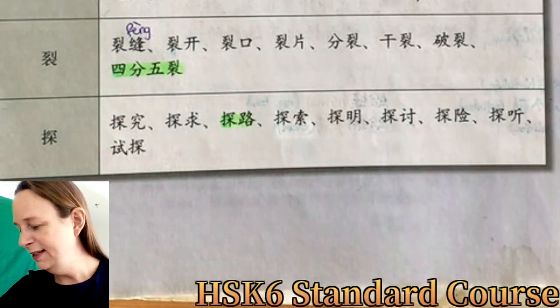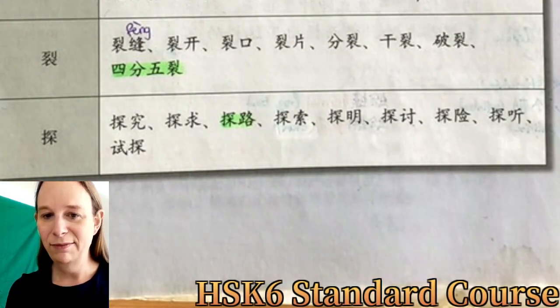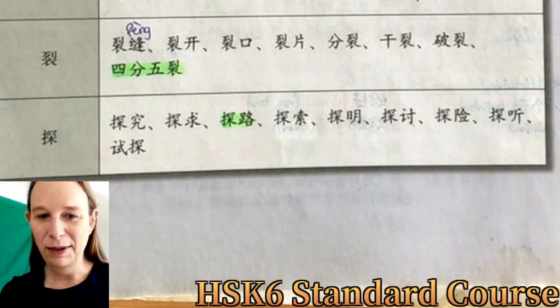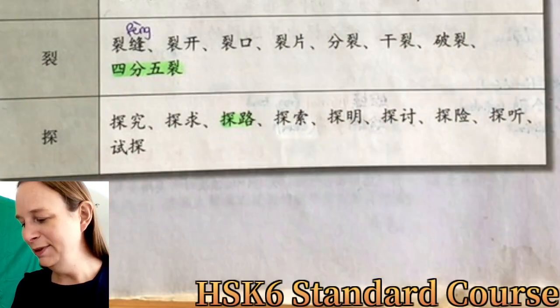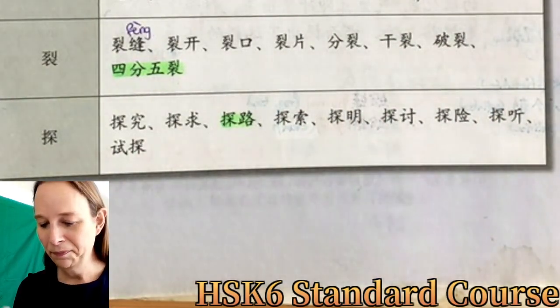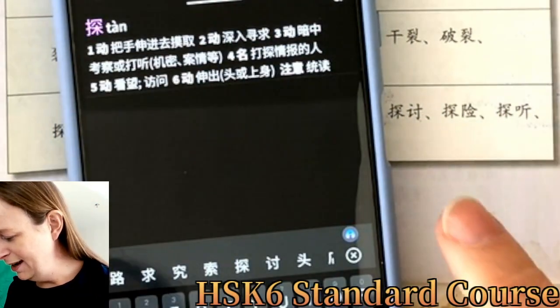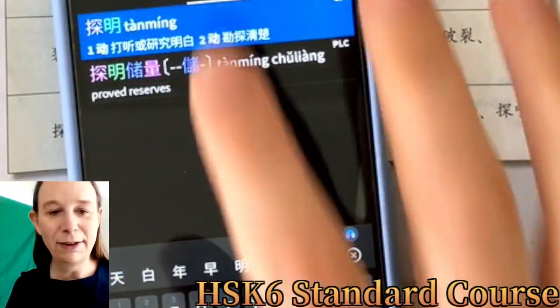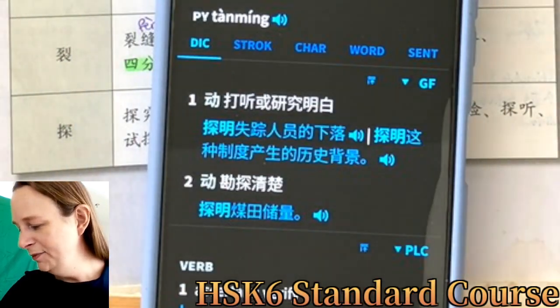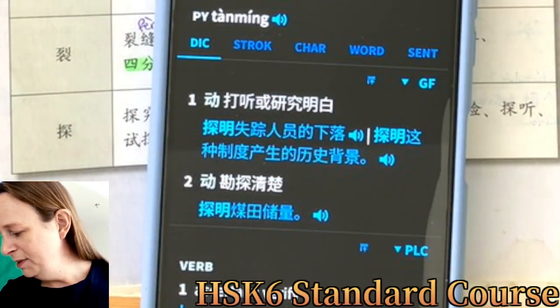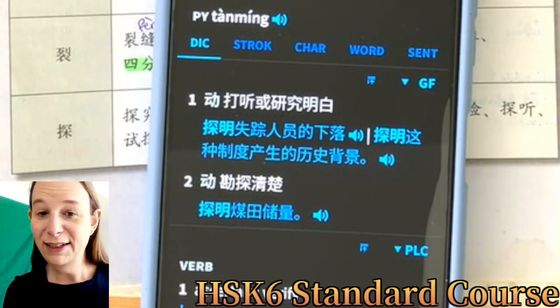探明, I guess it's 探索明白, maybe it's 探究探求, pretty much the same. Maybe the meaning is in 探. 明 sounds like the result of tanning. 打听或研究明白, oh, okay, 探清楚, it's not that at all.